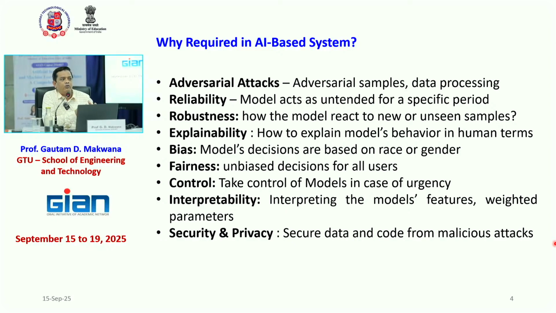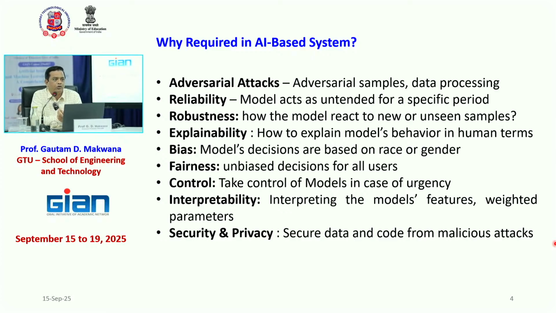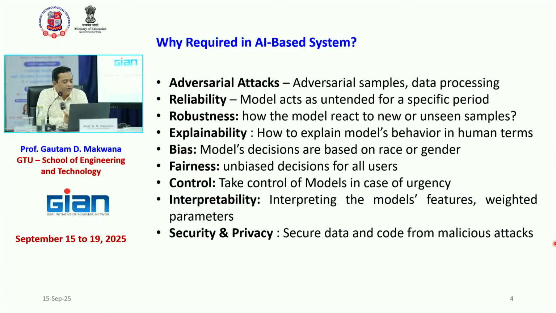What is fairness? Whatever kind of data, whether it is good or bad, whether it is odd or even, your AI should make unbiased decisions for all the cases. And then control: taking control of the model in the case of urgency. If the machine fails in the case of urgency and continues to make actions, then there are some uneven conditions that cannot be handled by anyone. So this kind of control is required whenever any urgency case arises.